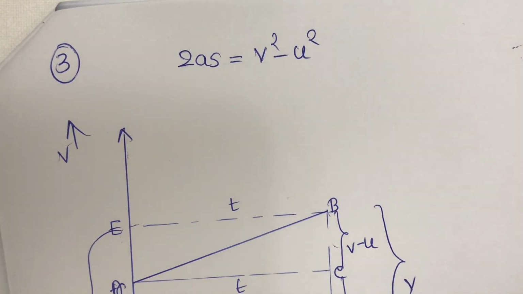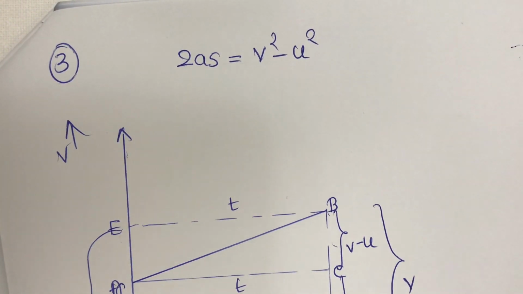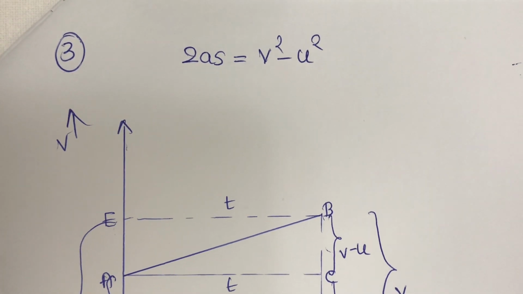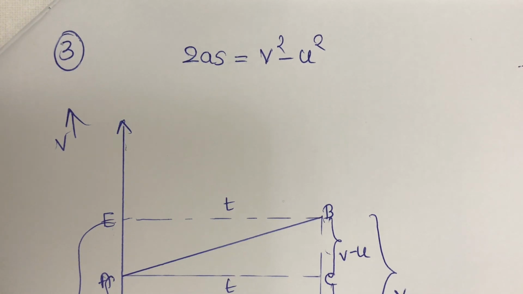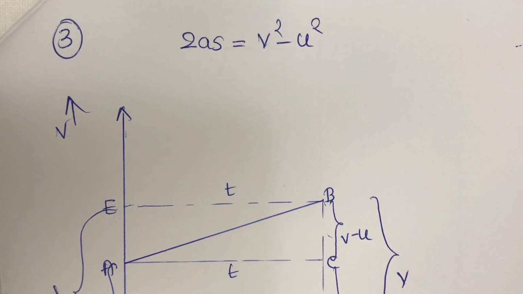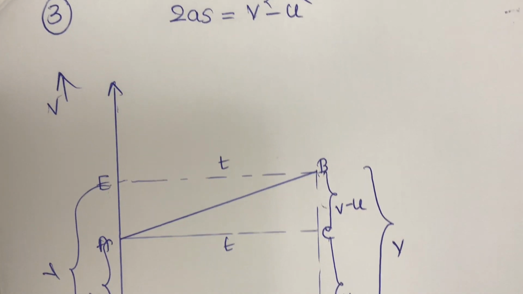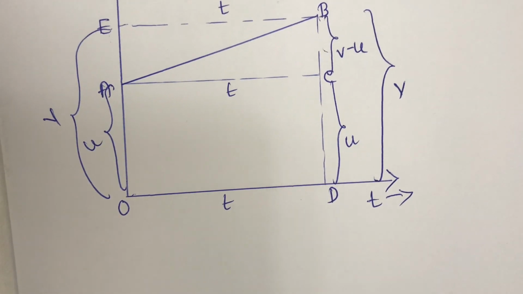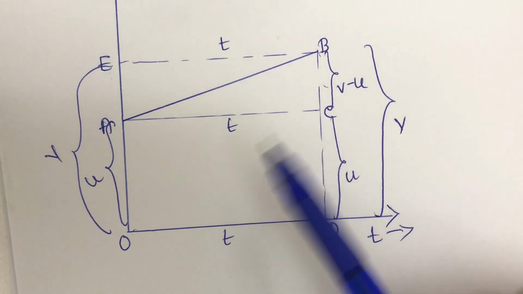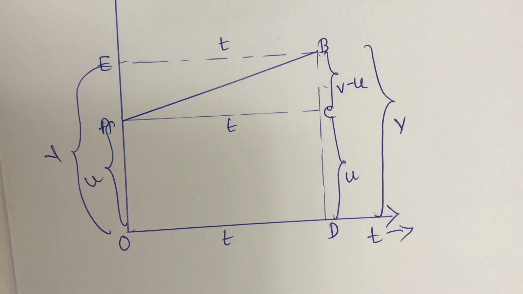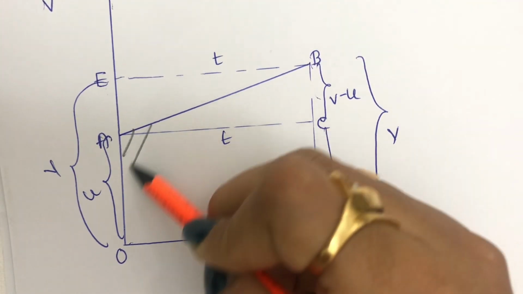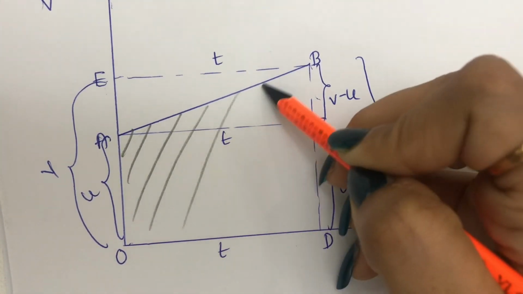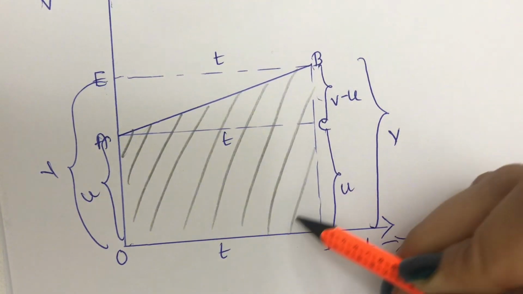Okay, now we will be deriving our third equation of motion graphically. Okay, third equation of motion, what is it? 2as is equal to v square minus u square. So, we have to derive this using our graph. Okay, here also we will take displacement. So, what is the displacement? Displacement, how to find using the v-t graph? It will be the area under the slope, right? So, this area again we have to find.